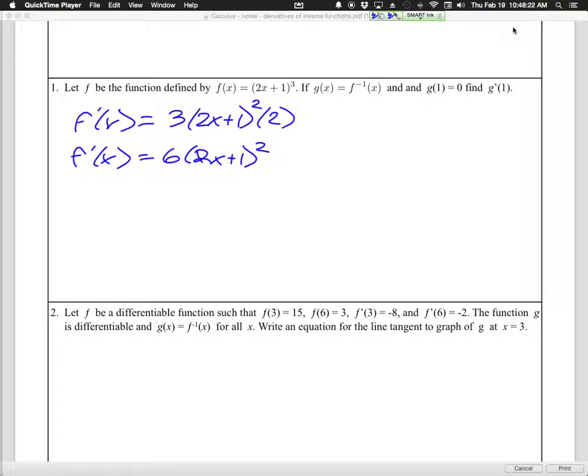So now I plug 0 into that, and 0 is going to end up giving me 6. And as soon as I find that, I automatically know what? I know g prime of 1 is 1/6.